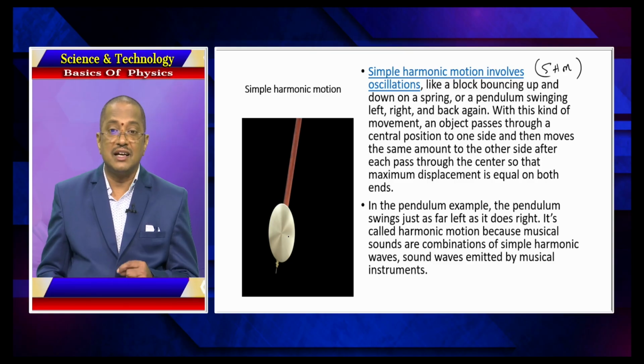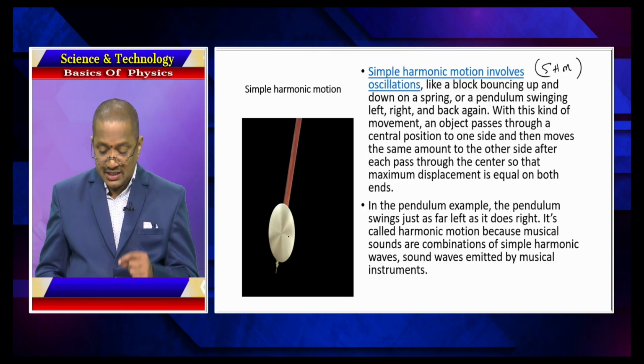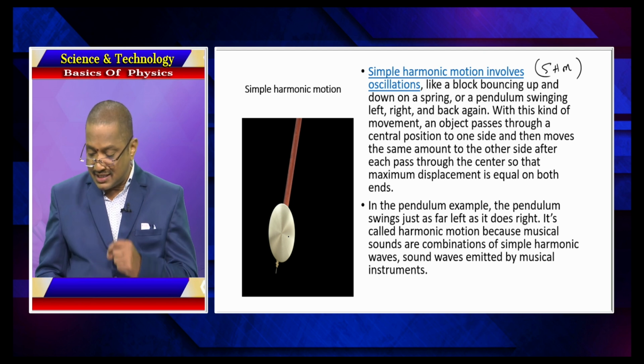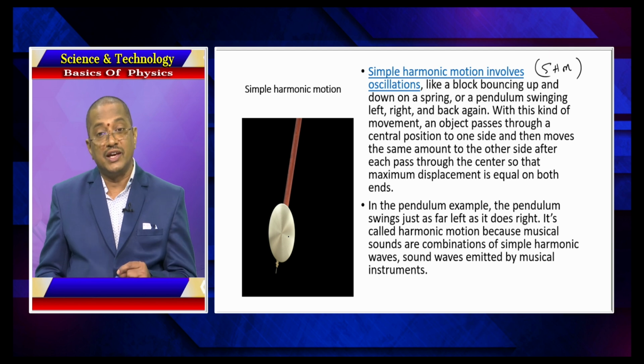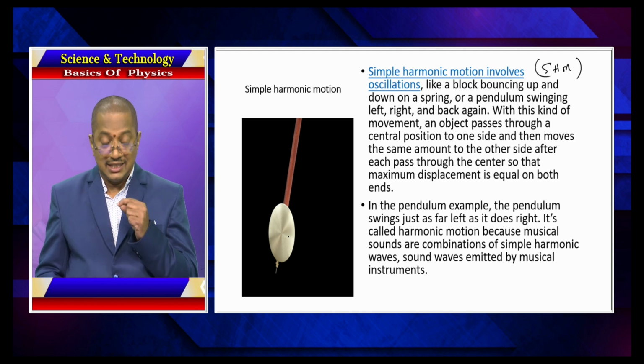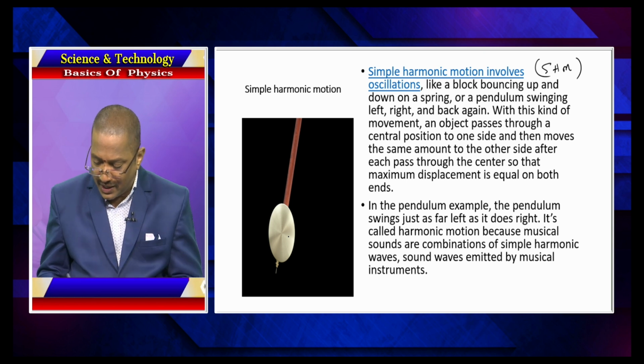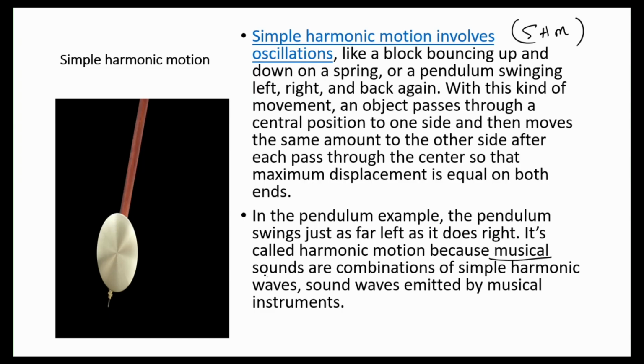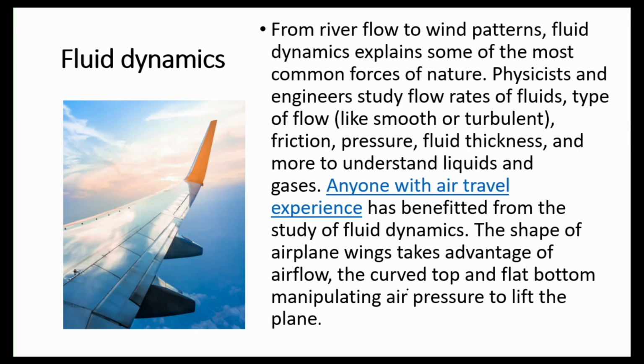Clear? In this pendulum example, the pendulum swings just as far left as it does right. It's called harmonic motion because musical sounds are combinations of simple harmonic waves, and sound waves are emitted by musical instruments. This is a very important thing here. Musical sounds are a combination of simple harmonic waves and sound waves emitted by musical instruments. That is called simple harmonic motion.